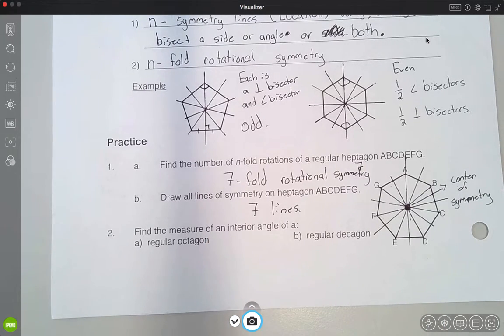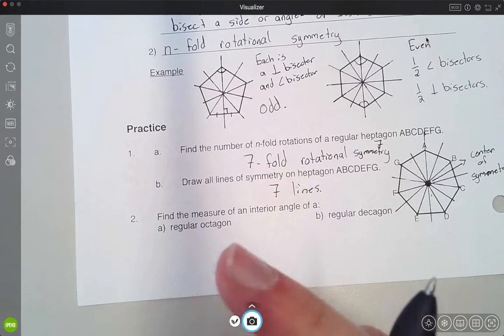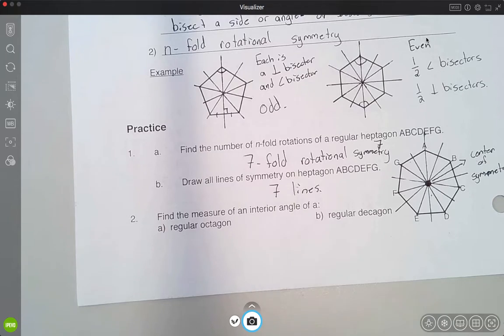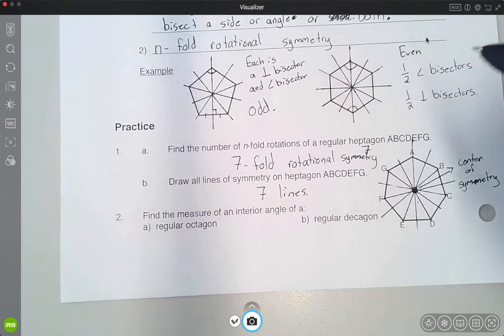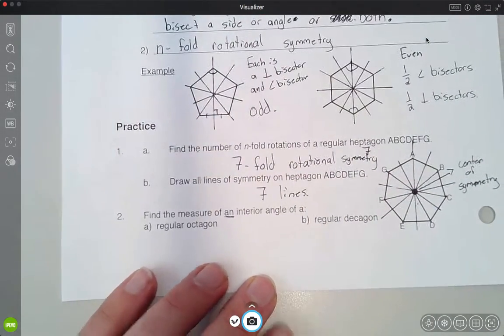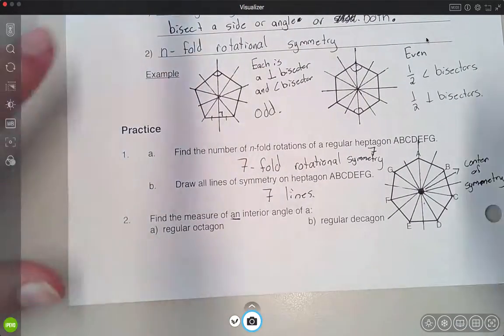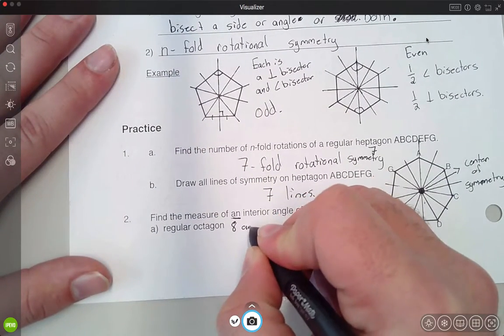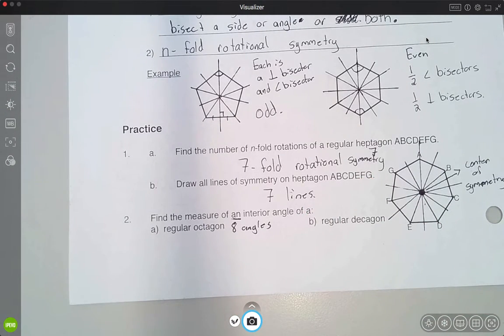Last one, let's talk about number 2 here. I want to find the measure of an interior angle of a regular octagon and a regular decagon. Now, this is slightly different than the ones we just did. This is an interior angle, not the sum of the interior angles. However, I'm going to use the sum. So in an octagon, I know that I have 8 angles, or 8 sides. If I knew the sum of every octagon, I know all my angles need to be the same, and I could split them between all 8. So that's going to be my first step, is I want to find the sum.